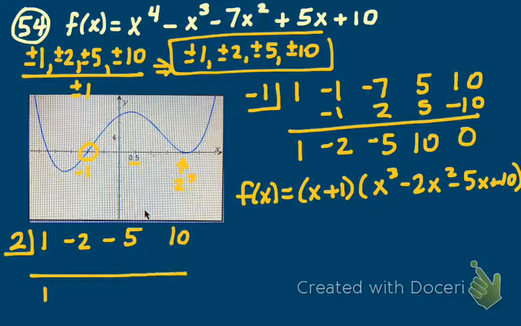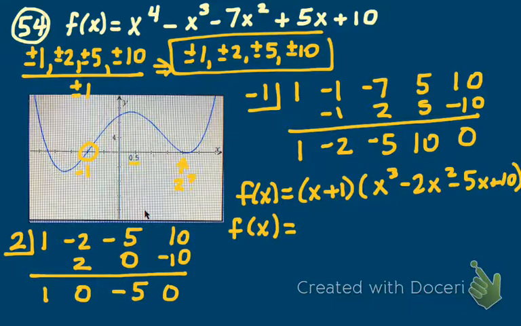Put our bar, 1 down, multiply up, we get 0. Multiply up, we get 0. Multiply up, we get -10, which confirms that what looked like a 2 actually was a 2. So now we know that we have f of x equals, and if I were writing on a sheet of notebook paper, I would put that synthetic division we just did right below and then put what I'm about to write below that. But this works out okay for this example to do it this way.